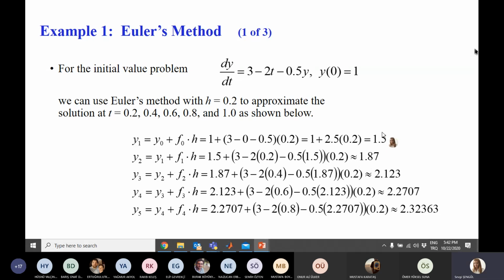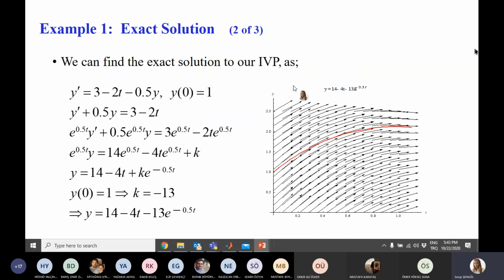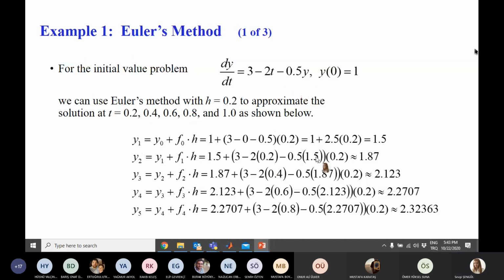And by using this 1.5, I will find y2. Because y2 just increases the index by 1. y1, which I just found, plus f1, which means plugging t equals 0.2, y equals 1.5 into the right-hand side, the previous value, sorry. And times the uniform step size. h is always 0.2. And the next result is 1.87.